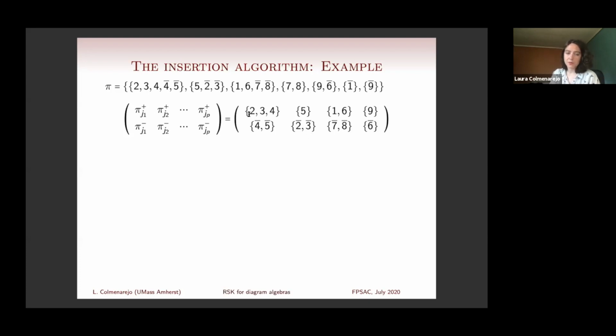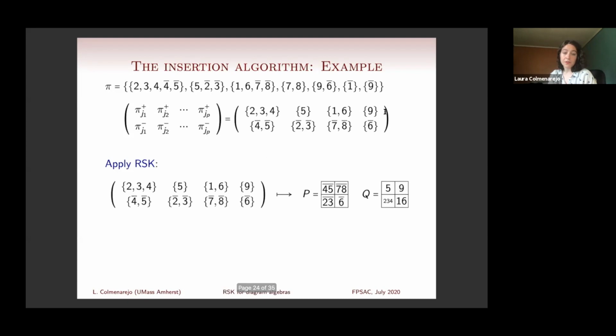So also notice that we are ordering according to the last entry. So we have 4 is smaller than 5, smaller than 6, smaller than 9. I don't care how many elements are in the set. I just order by the last letter. So the first thing I do is apply RSK to this one, and I'm gonna get P and Q. And since I'm inserting the bottom one as the ones with the bars, and the top one is the numbers with non-bars.